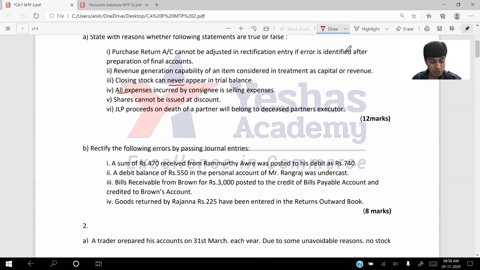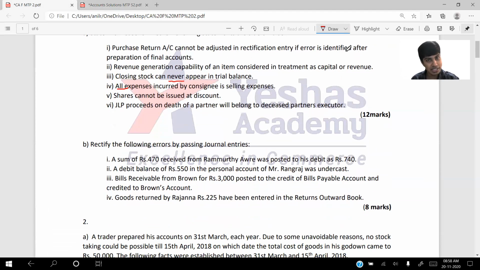Come on, let us go to the second part of the first question. That is a compulsory question. Rectification of errors. Wow, come on, let's do this. The first one, they want us to pass journal entries straight away. If the error is one-sided, our rectification entry will have suspense. If it is two-sided, our rectification entry will not have suspense.